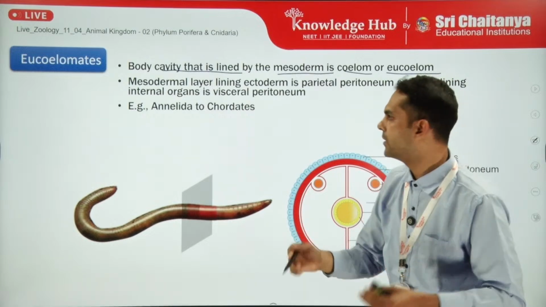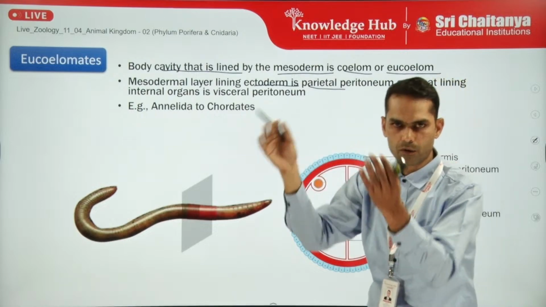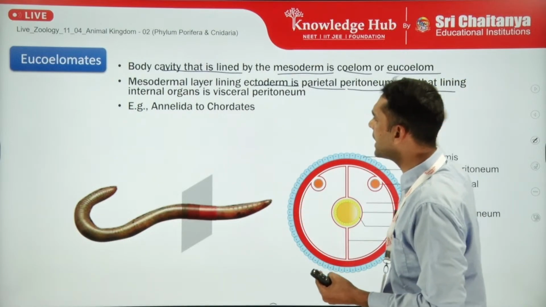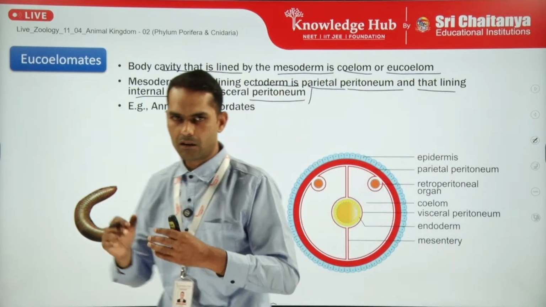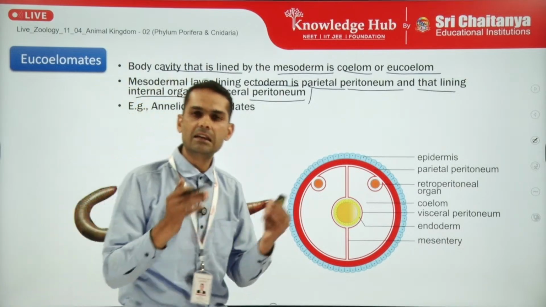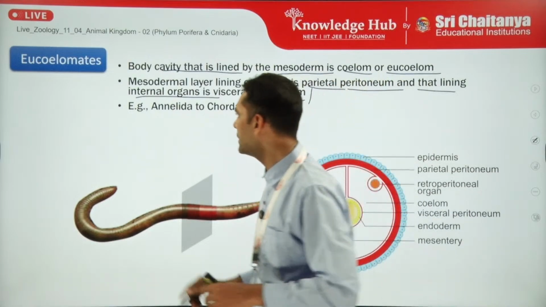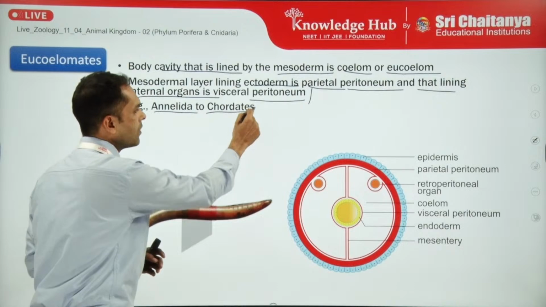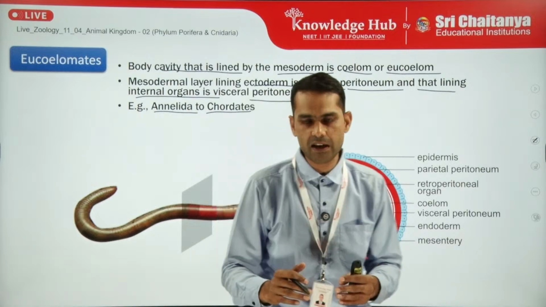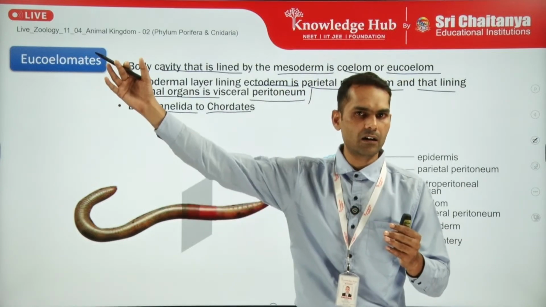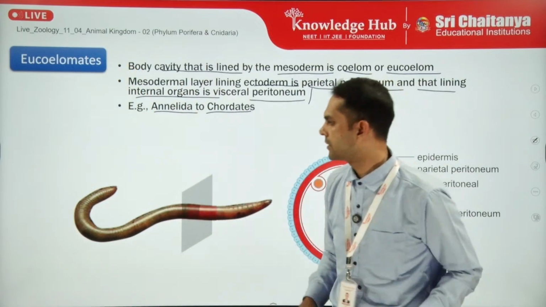We can use them interchangeably. Mesodermal layer lining ectoderm is parietal peritoneum. Parietal means on the outerwards, and that lining internal organs is visceral peritoneum. So the lining of the organs is called visceral peritoneum, and the lining of the body cavity or the body surface is called parietal peritoneum, right? Example, from annelida to chordata. Annelida is also having a true coelom cavity, and chordata all the way organisms are classified into eucoelom or true coelom category.